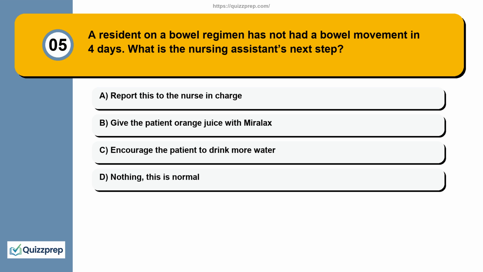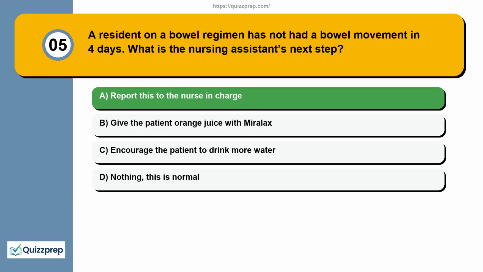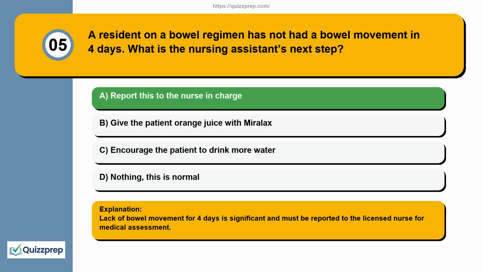Question 5. A resident on a bowel regimen has not had a bowel movement in 4 days. What is the nursing assistant's next step? Report this to the nurse in charge. Give the patient orange juice with Miralax. Encourage the patient to drink more water. Nothing, this is normal. Lack of bowel movement for 4 days is significant and must be reported to the licensed nurse for medical assessment.